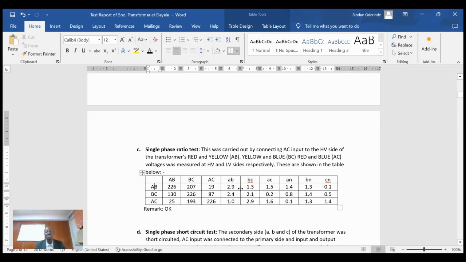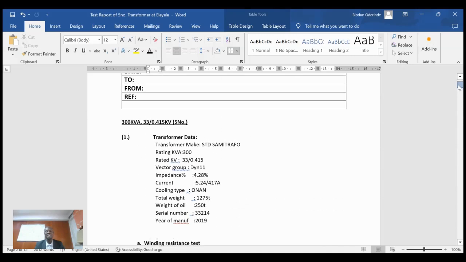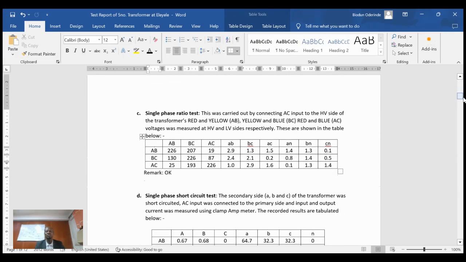Between the primary winding and the secondary winding. That's the interpretation of the single phase ratio test, the ratio transformation. If truly this transformer is 33,415, let's see the voltage rating of this transformer. As you can see, it is 300 kVA, 33,415. So if this 300 kVA transformer is truly 33,415, we want to confirm that if you connect 33, are we going to have that 415 as said in the specification?